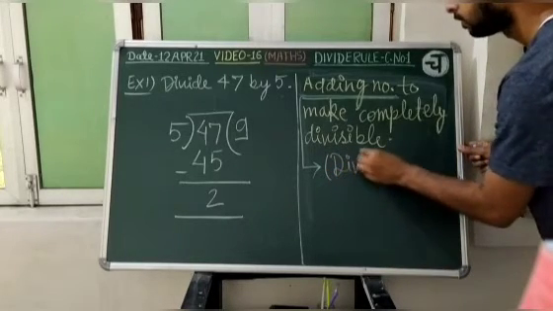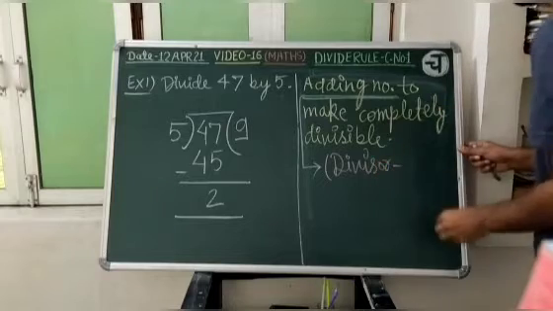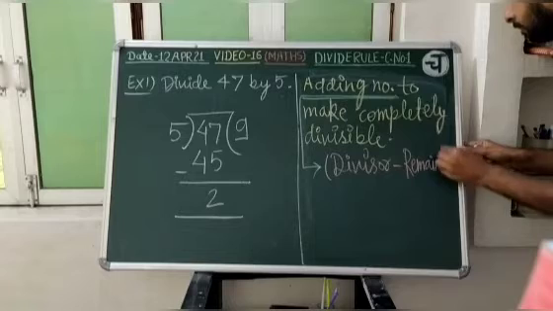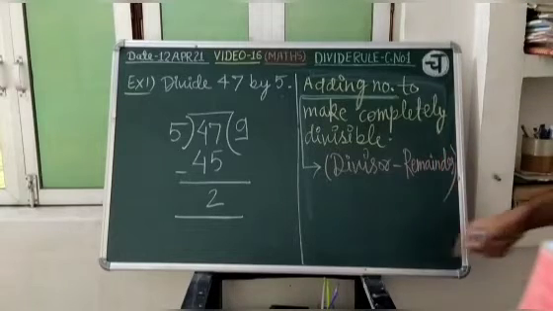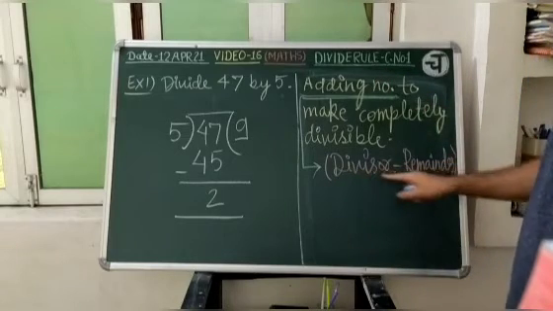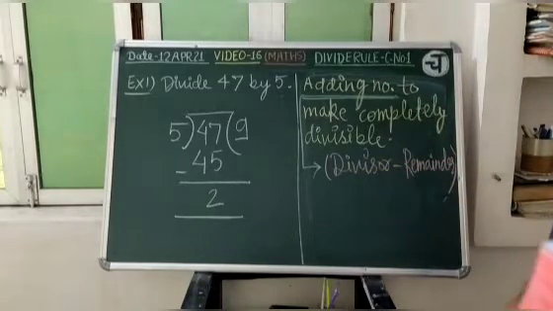Divisor minus remainder, isn't it? In the very beginning of the class I told you that your adding number will be nothing but the divisor minus remainder.